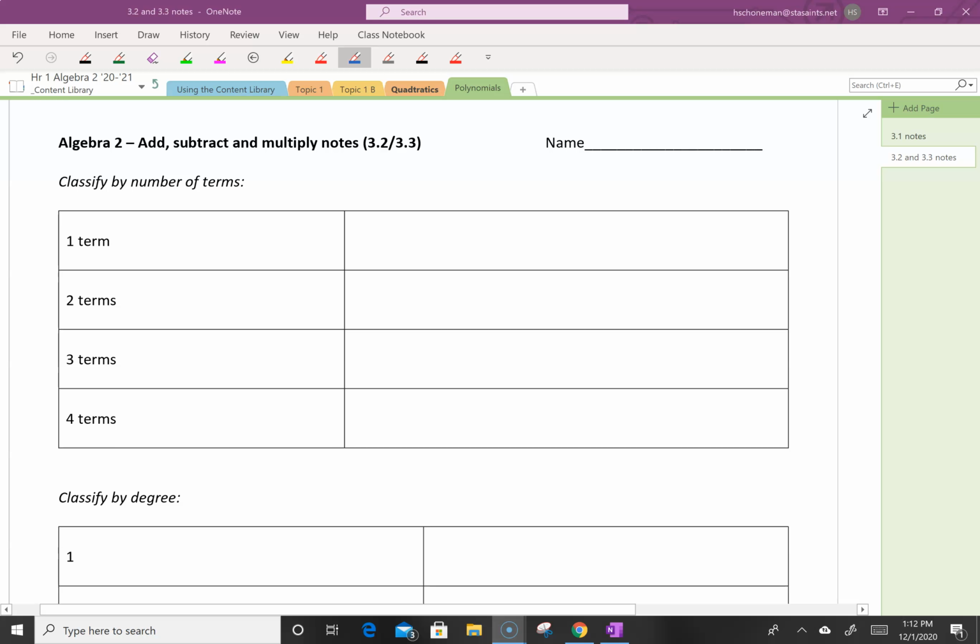If there's just one term, and remember terms are separated by plus and minus signs, for example something like 3x, that would be a monomial. If there's two terms, like 5x squared minus 7, because remember, terms are separated by plus and minus signs, that is a binomial. If you have three terms, you can figure out what that is: a trinomial.